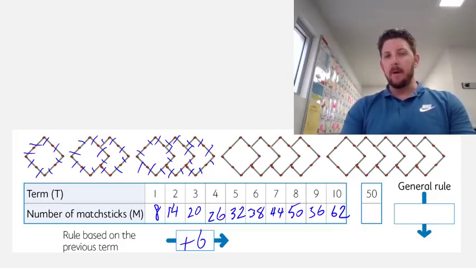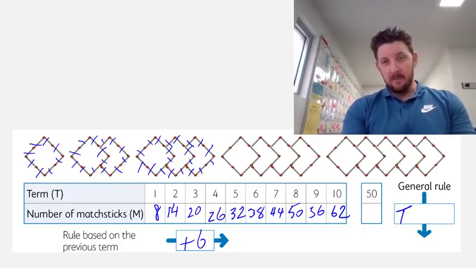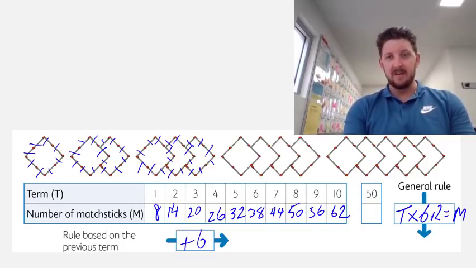Let's go multiply by 6. 7 times 6 is 42, then add 2. Let's try the next one. 8 times 6 is 48, add 2. Well, that works. 9 times 6 is 54, add 2. Well, that works. 10 times 6 is 60, add 2. That works. So we know that our rule must be term times 6, add 2 equals the amount of matchsticks.